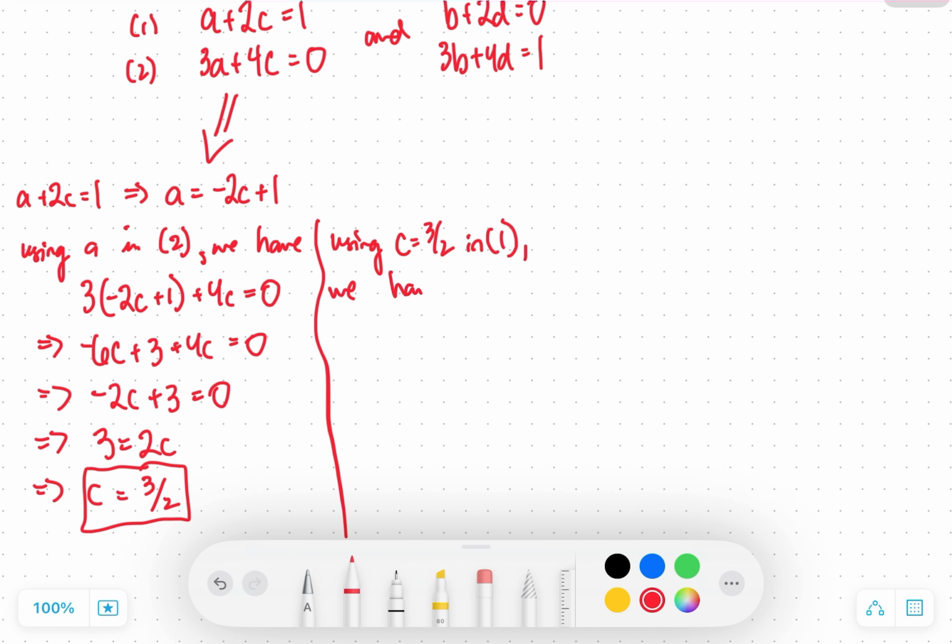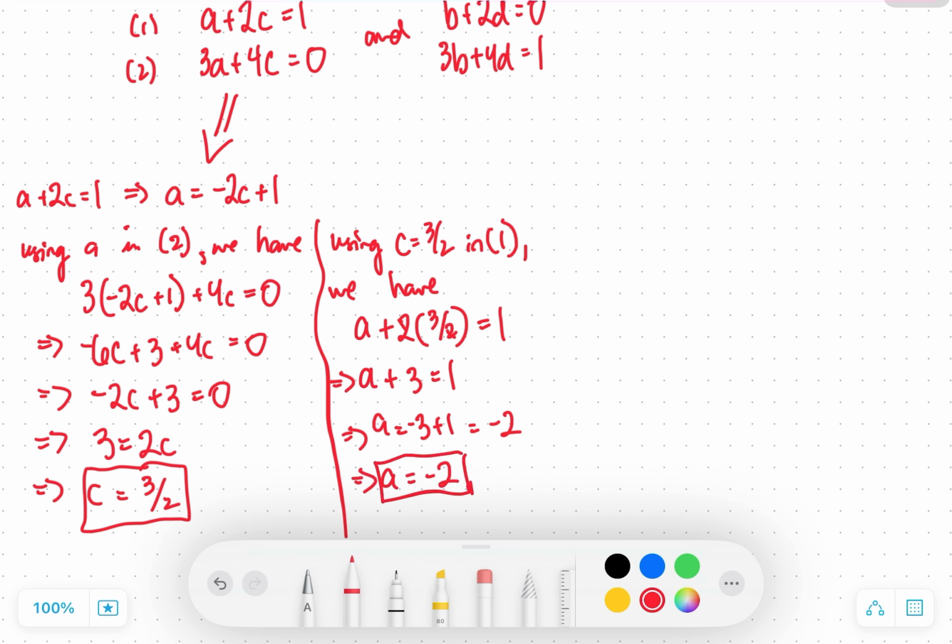Equation 1, remember, is a plus twice the 3 halves equals 1. Simplifying, the 2 cancels the halves, so we have a plus 3 equals 1. Therefore a is equal to negative 3 plus 1, which gives us negative 2. So a is equal to negative 2. Okay, fine. So we have the values of a and c.